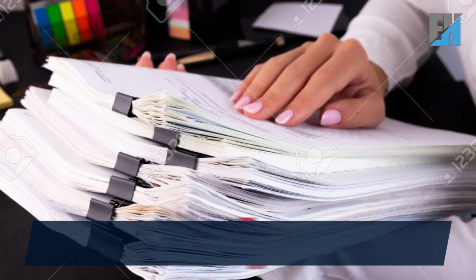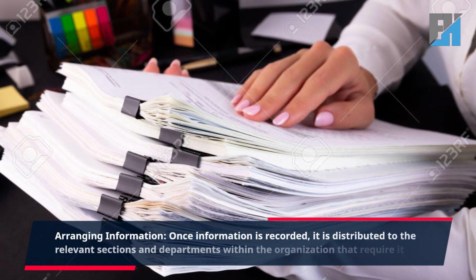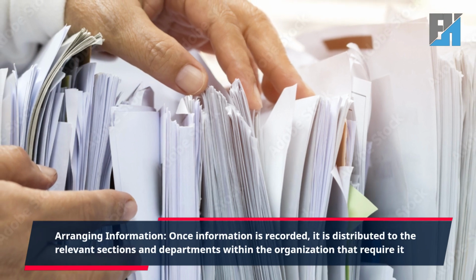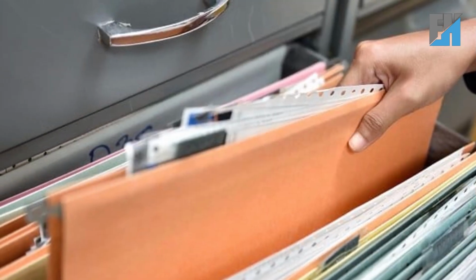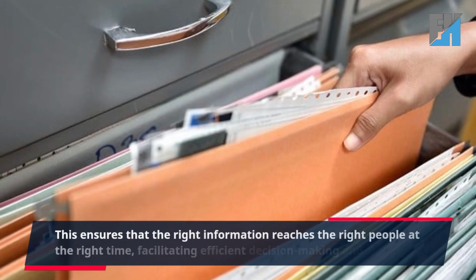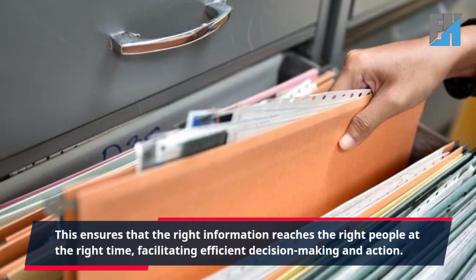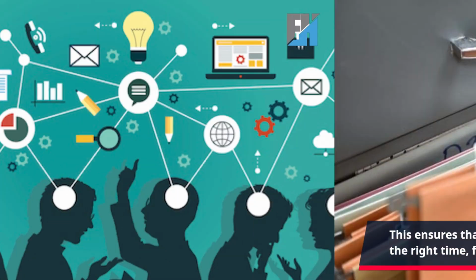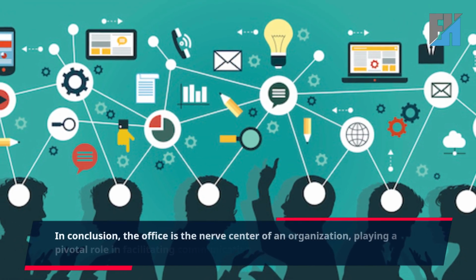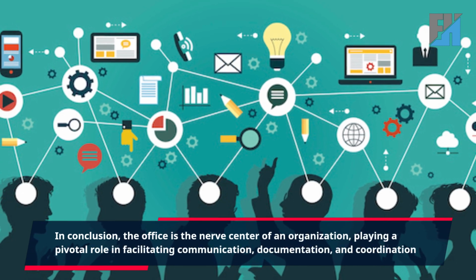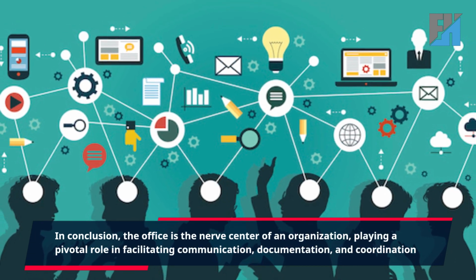3. Arranging information. Once information is recorded, it is distributed to the relevant sections and departments within the organization that require it. This ensures that the right information reaches the right people at the right time, facilitating efficient decision-making and action.